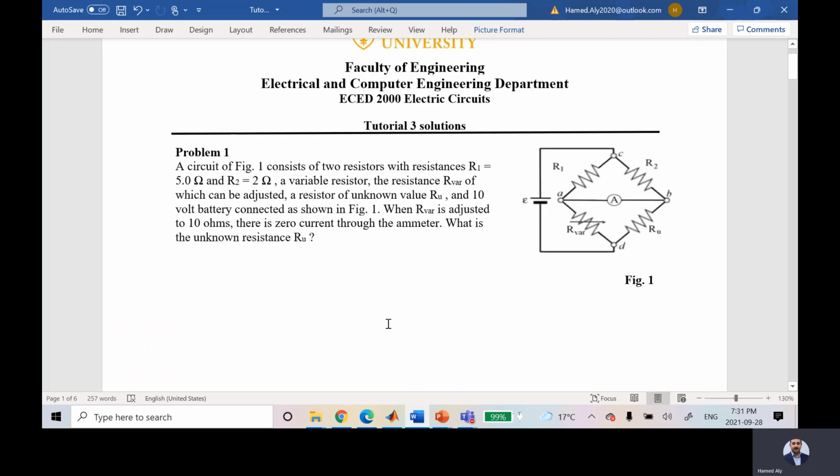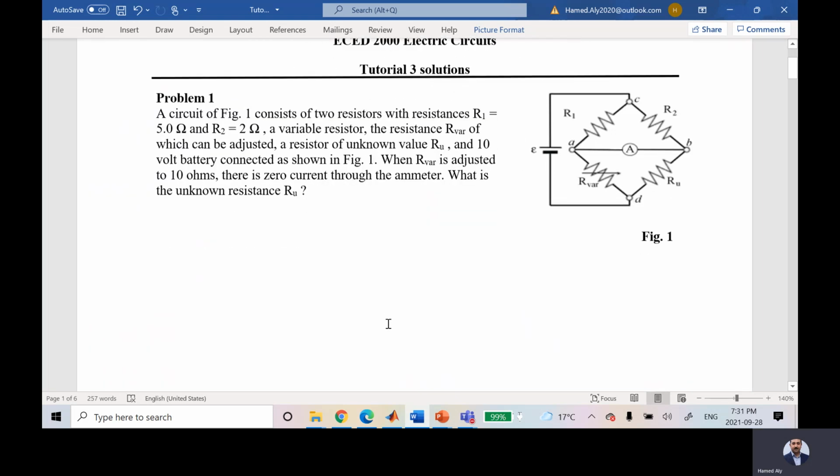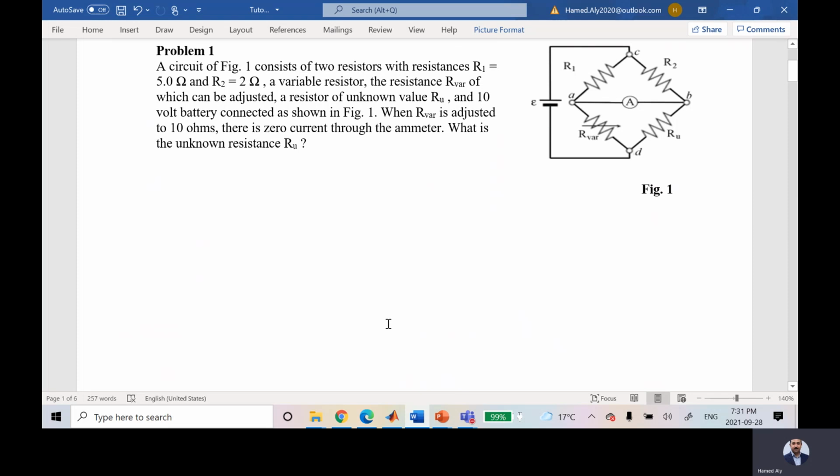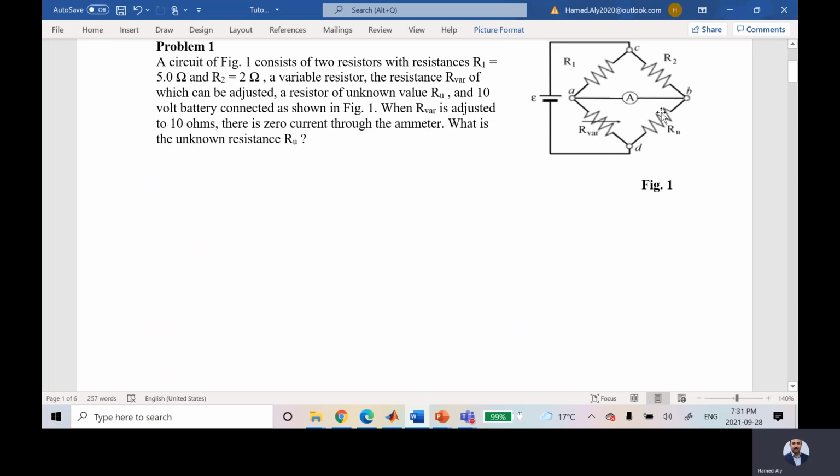problem number 1 is telling me a circuit which is shown in figure 1 consists of 2 resistors with resistance R1, which is equal to 5, and resistor R2, which is equal to 2, variable resistor VR variable. Its name is R variable, and it could be adjusted, and a resistor of unknown value, which is RU, this guy. He is telling me when and 10-volt battery. So this battery is 10 volts.